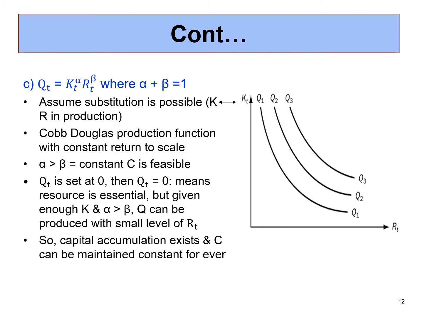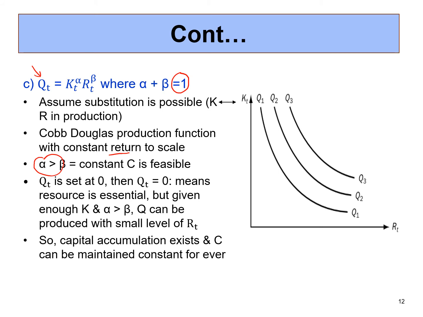The third production function is the Cobb-Douglas production function, where the output equals capital to the power alpha multiplied by resources to the power beta, and alpha plus beta should equal 1. Here we assume that substitution is possible between capital and resources in production. Here we are talking about the Cobb-Douglas production function with constant returns to scale. We are assuming that alpha should be bigger than beta so that we can get constant consumption.